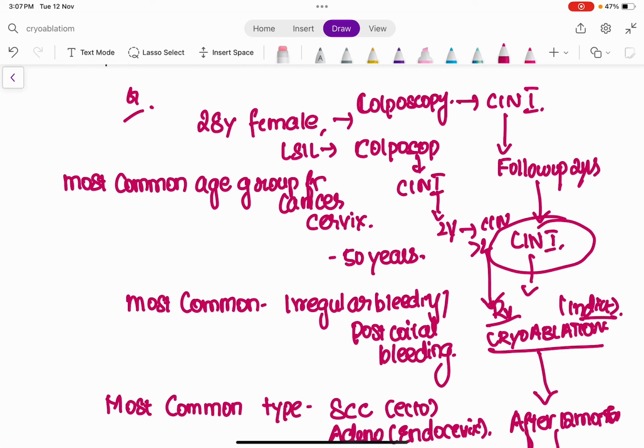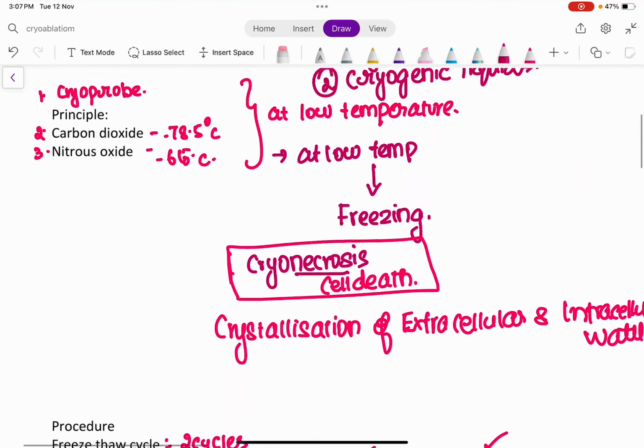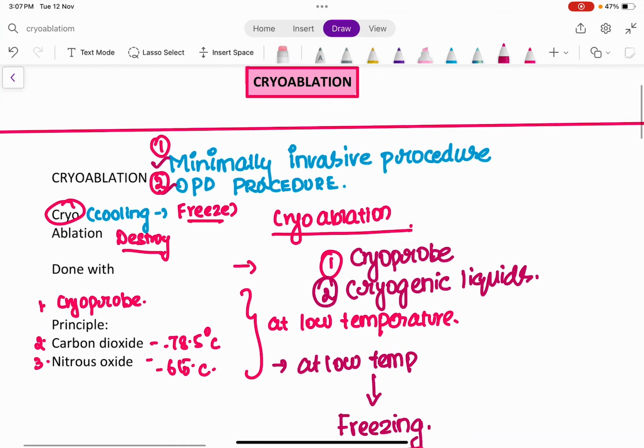So this is all about the screening for cancer cervix in any patient, followed by the diagnostic test and what are the treatments based on the reports of colposcopy. So in this module we discussed the cryoablation. In the next module we'll be discussing the excisional procedure, that is loop electrosurgical excisional procedure, right? I hope it is very clear for you.